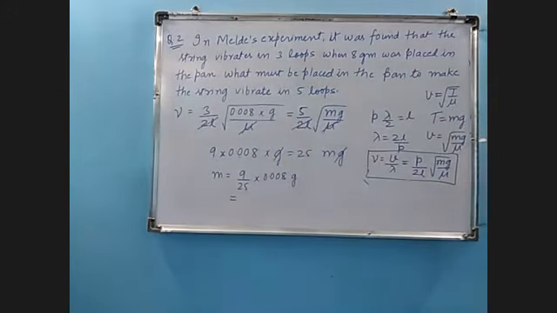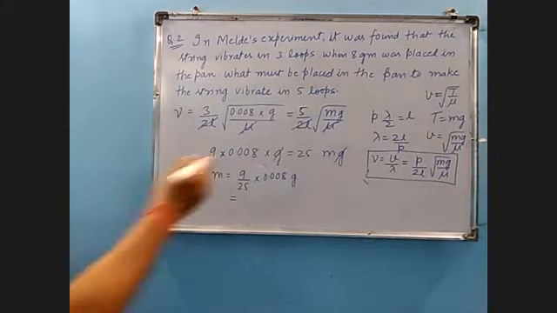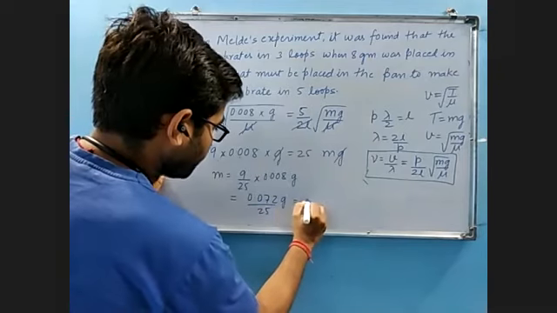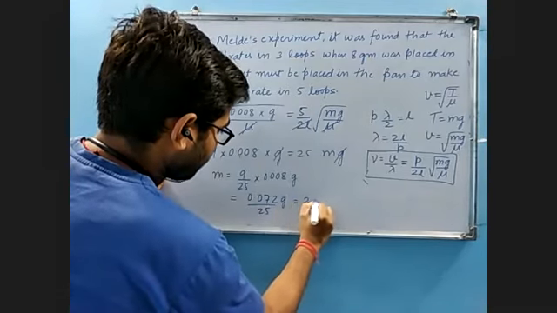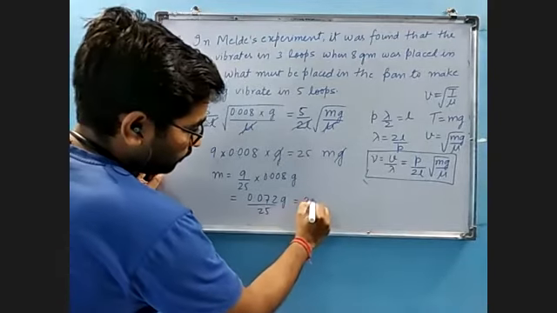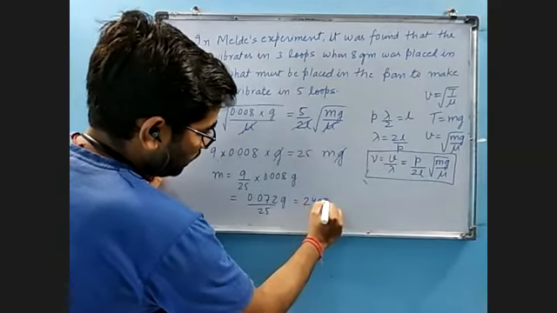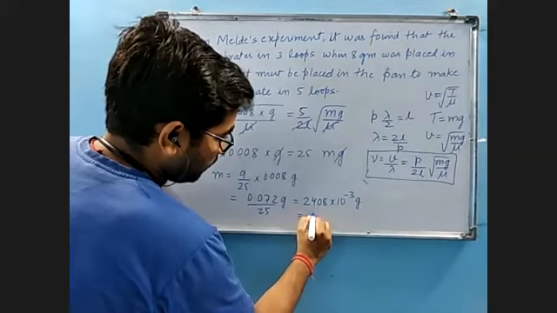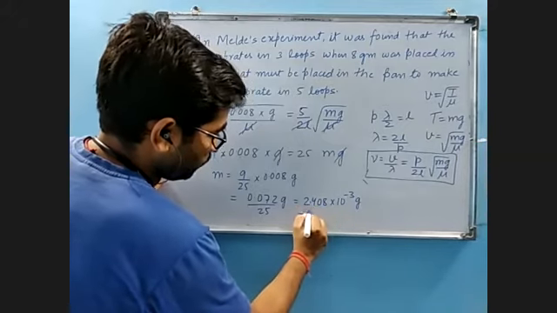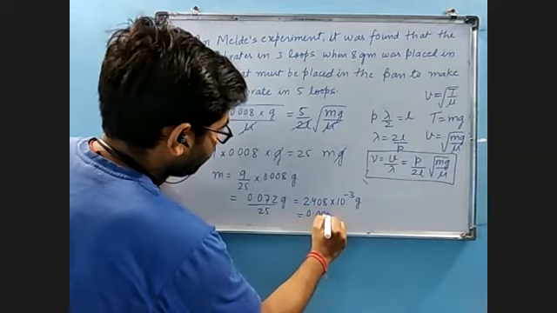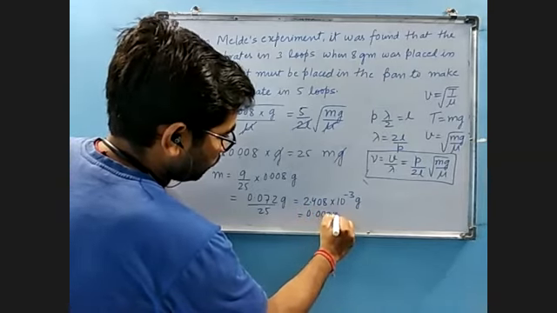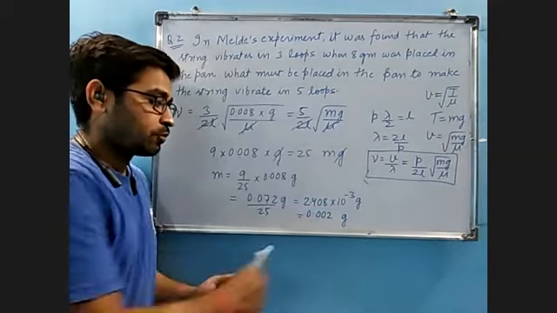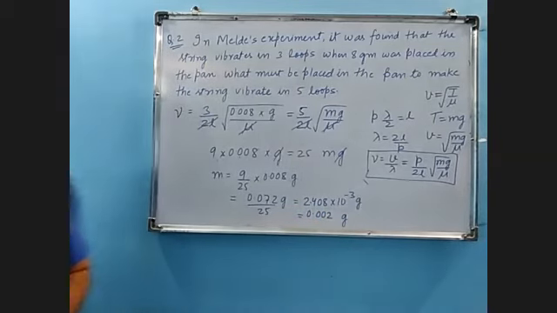Once you solve this, you get approximately 9 into 8, that is 0.072 gram upon 25. This will be around 2.88 into 10 to the power minus 3 gram, or approximately 0.0029 gram. If you approximate it to 3 decimal places, this will be around 0.003 gram. That's all.